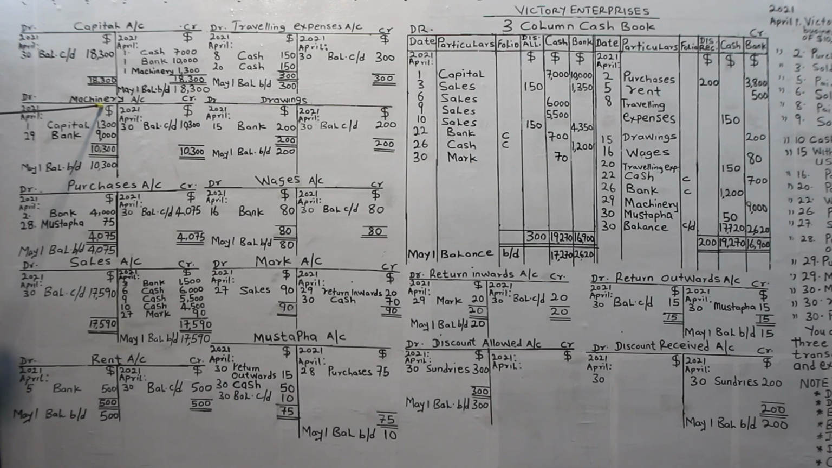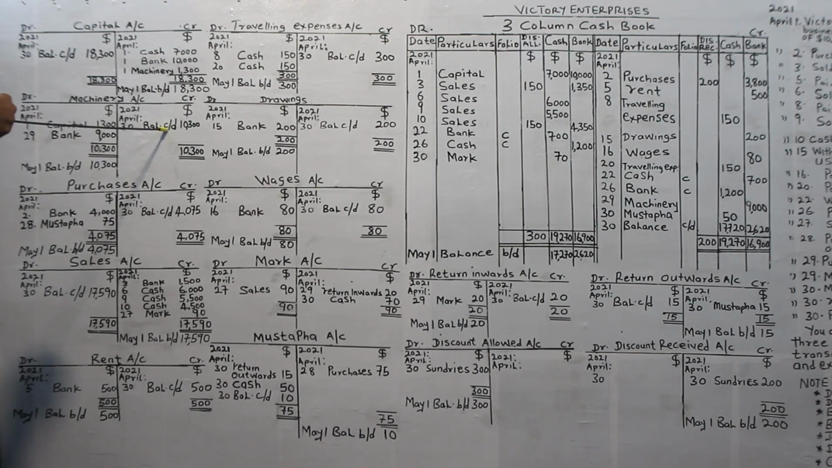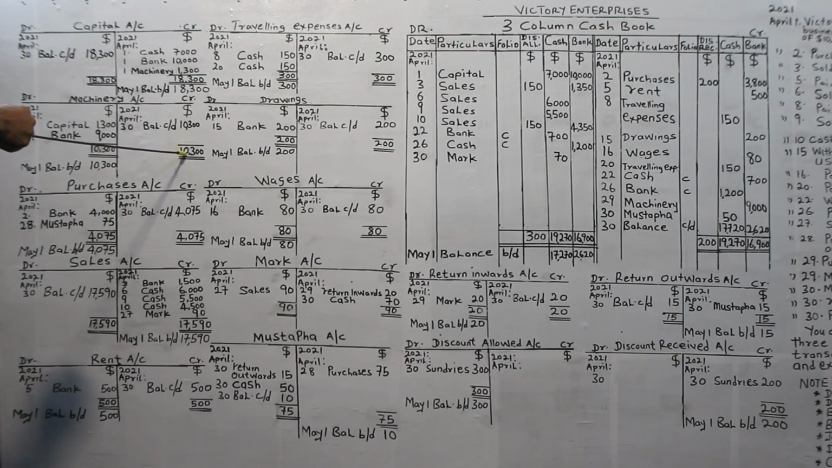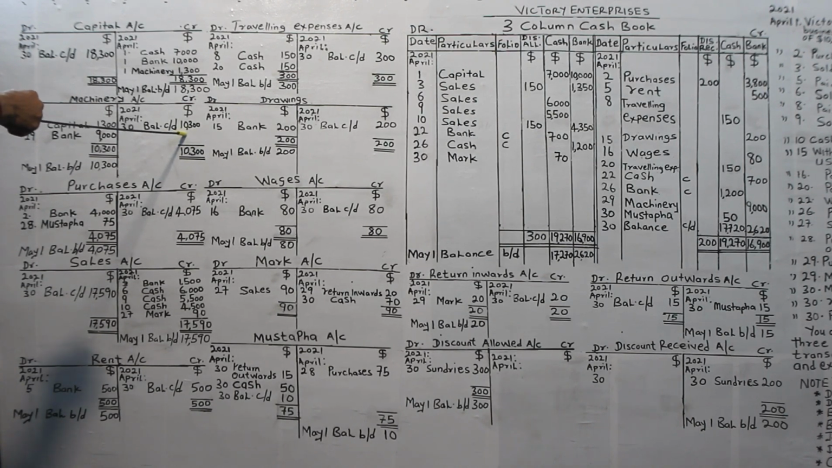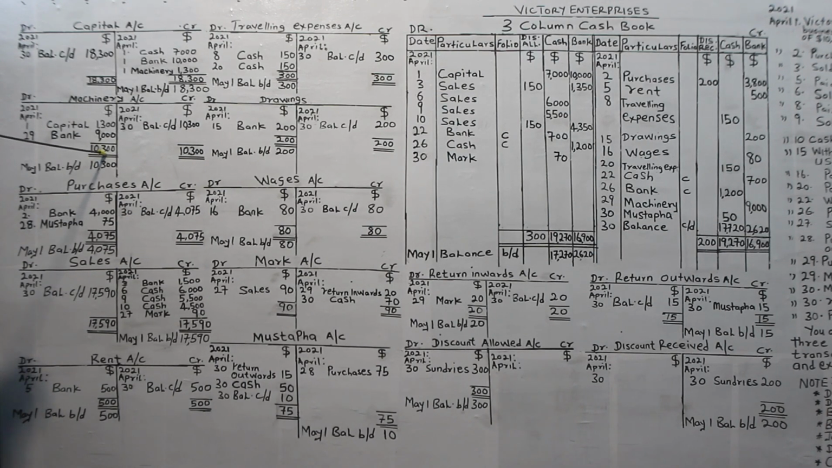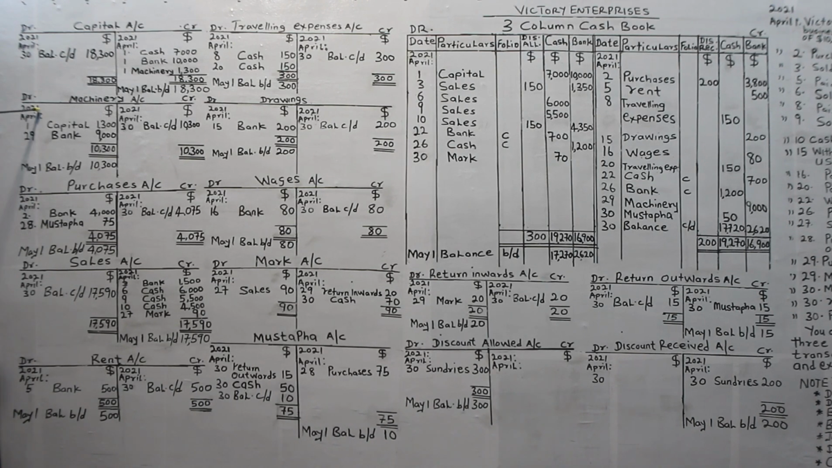To balance the machinery account, we already have 10,300 on the debit side, so we now initiate a balance carried down, which is also 10,300 because the two sides have to be equal. That is on 30th April 2021. We also bring down the 10,300 to be in the same line with this and have it closed. Then the 10,300 is brought back to the debit side under the closed figure and is called the balance brought down for May 1st, 2021.